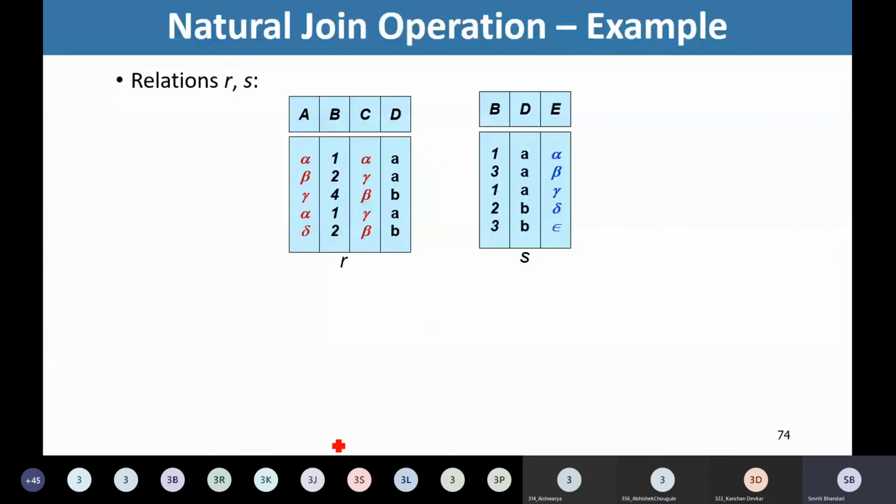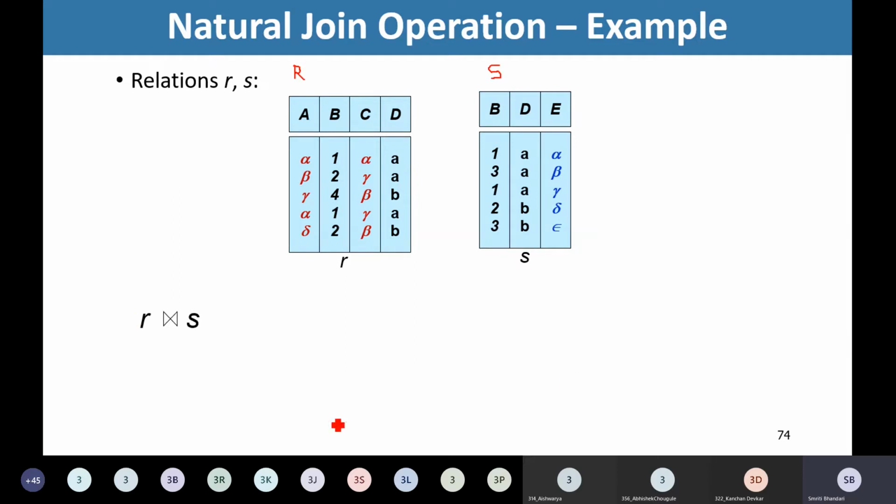So let's see one example of natural join. Let us assume we have this instance of relation R with the schema capital R equal to A, B, C, D, and this instance of relation S on the schema capital S equal to B, D, E. So the attributes of R are A, B, C, D, and capital S is the schema having the attributes B, D, E, and these two are the instances of the relations R and S on schema capital R and capital S.